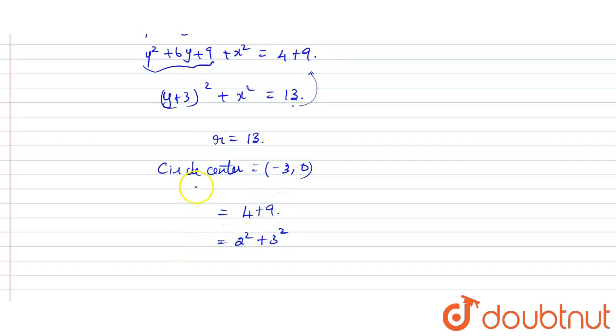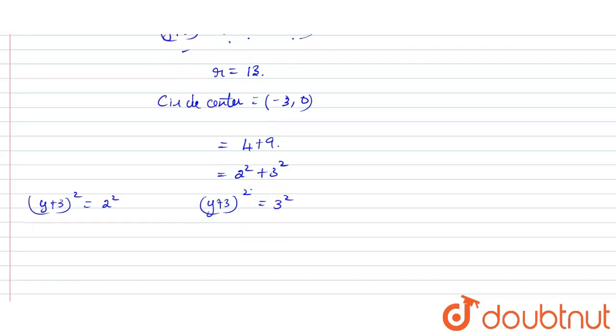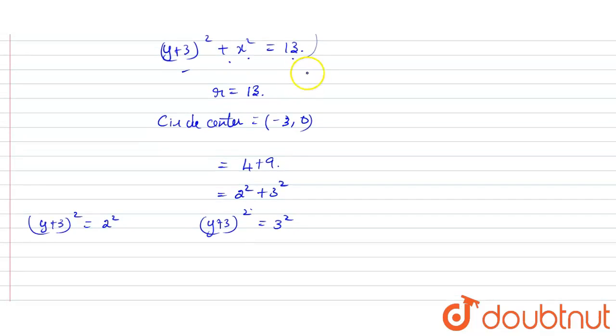Okay, so therefore each individual value is equated to this term. So therefore I'm going to write y plus 3 the whole square equal to 2 square, and y plus 3 the whole square equal to 3 square. Okay, students, and here the x square value I'm going to equate with both.